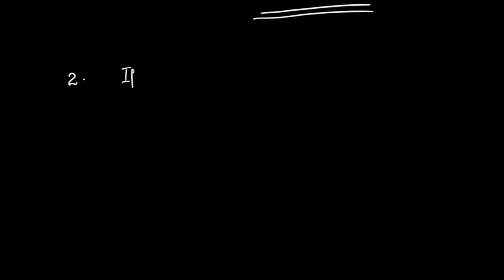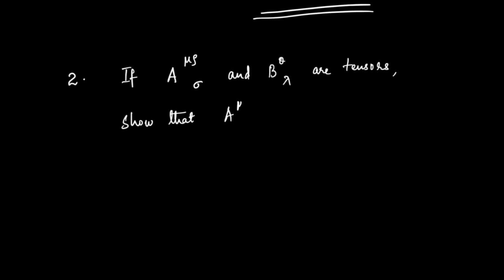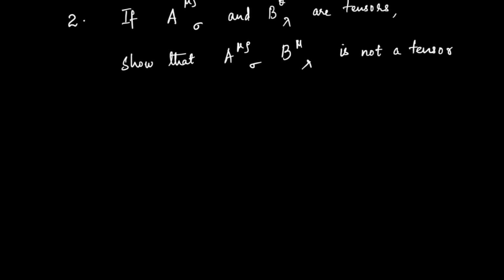Now, second problem. If A mu rho sigma and B theta lambda are tensors, then show that A mu rho sigma B mu lambda is not a tensor. Okay, so first it is given that A mu rho sigma and B theta lambda are tensors. So we can write the transformation for A and B.